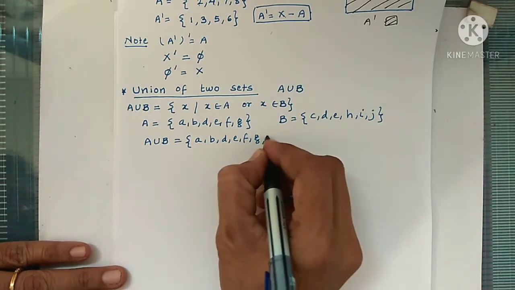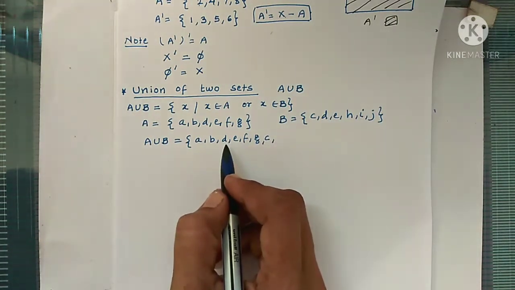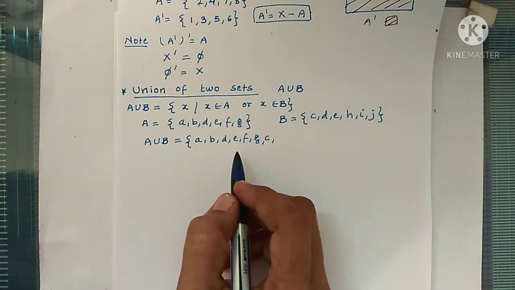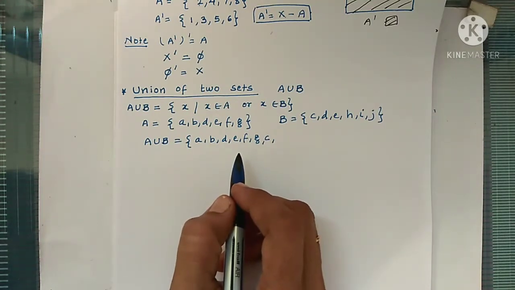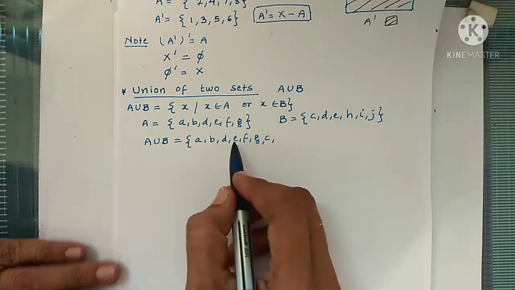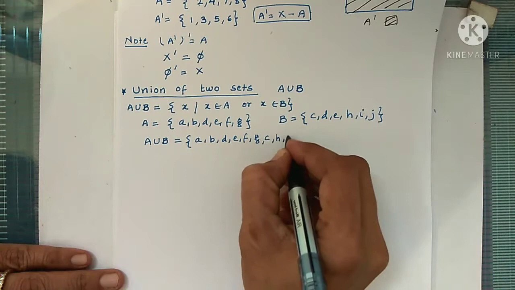So next is c. Then d, but we have already written d, so we don't have to write d again. Whenever we write elements of a set, we have to write that element only once. So d is already there. Then again e, and e is also already written here. So we have to write h, i, z.